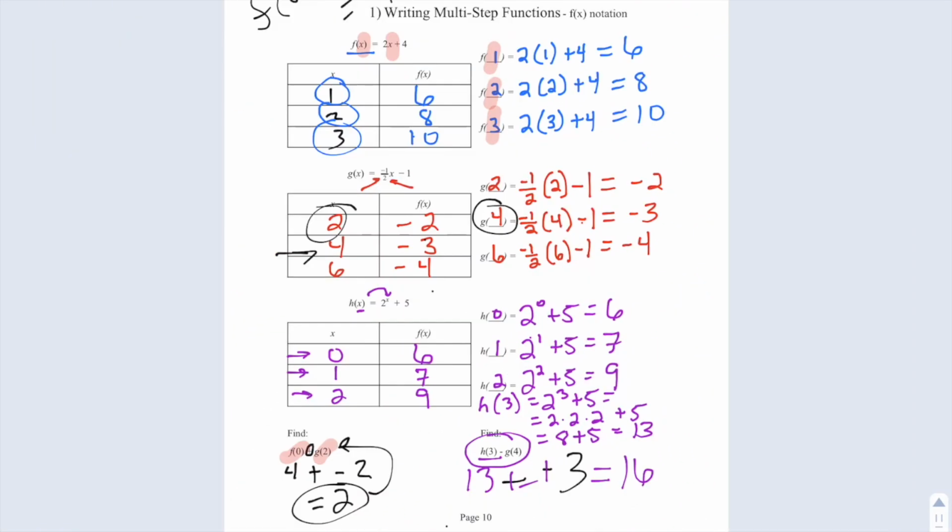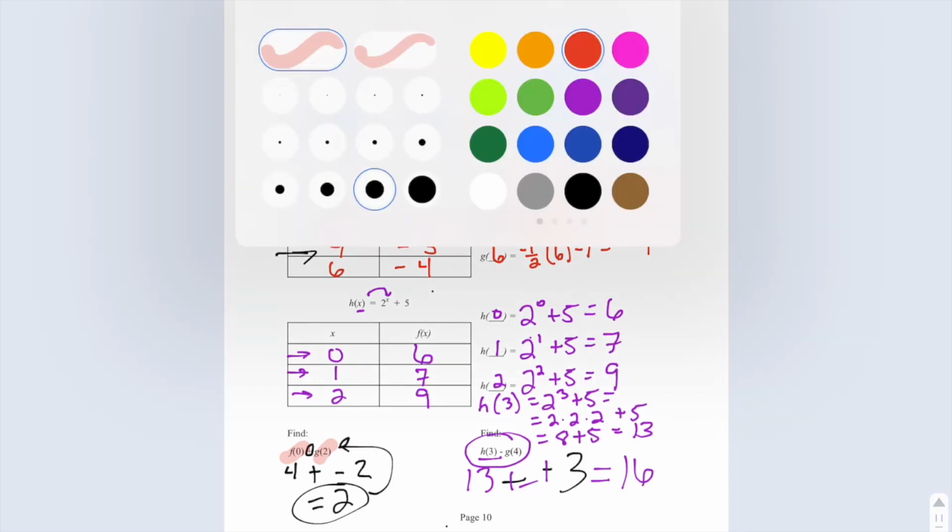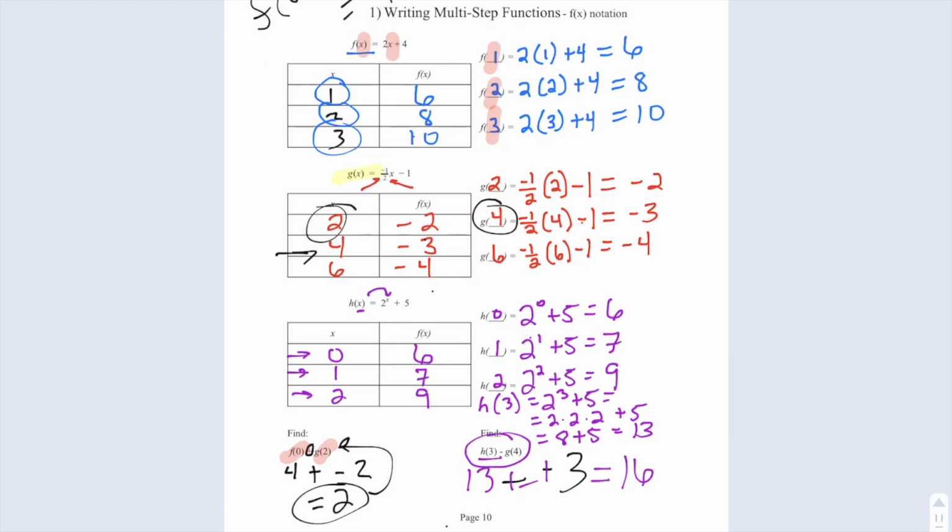So basically, whenever you're evaluating a function at a given value, you're just taking that value and plugging it in for the x value, just like we did with g of x, just like we did with h of x, and just like we did with f of x.